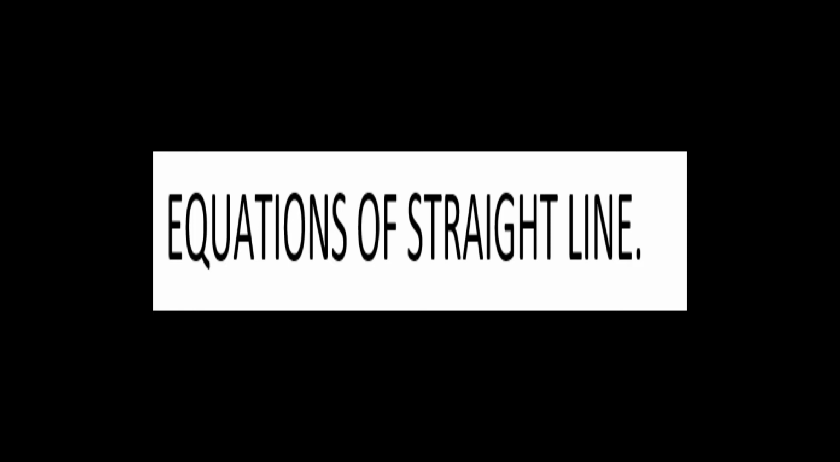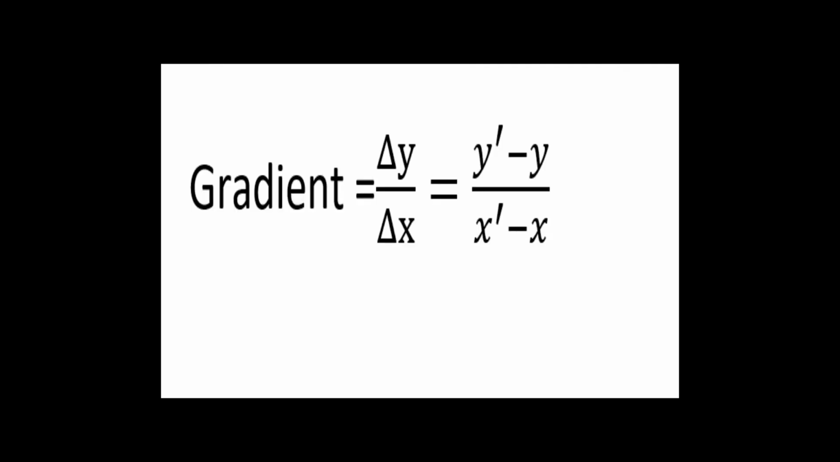So today we are going to learn about equation of a straight line. In our previous video we learned about the gradient of a line. So today we are going to do equation of a straight line. We're going to link the other video and this one. Gradient of a line, we find it by changing y coordinates over changing x coordinates.